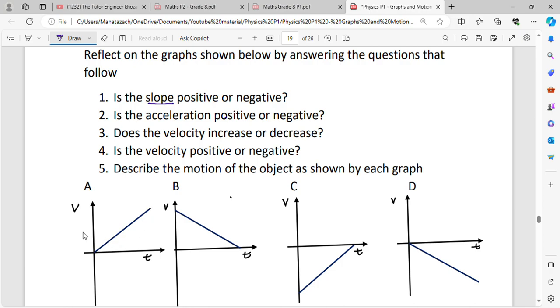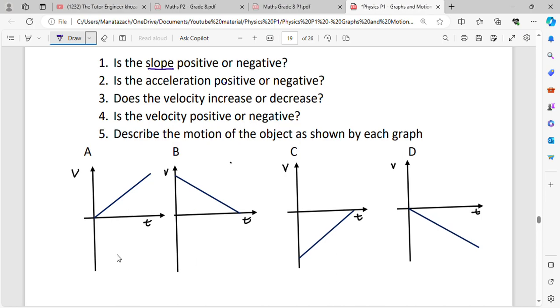We're given the velocity time graph. For graph A, the slope is positive since the graph is increasing upwards. So here we'll say number 1, the slope is positive. Then for graph B, the slope is on the decrease, meaning it's negative, right? So here we'll say the slope is negative.